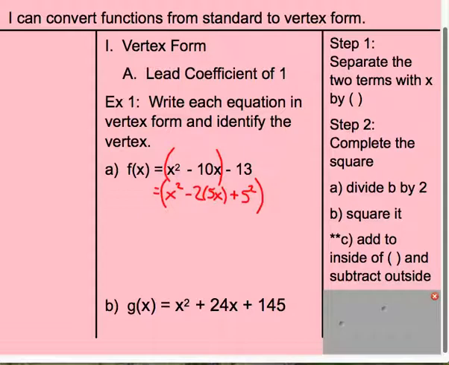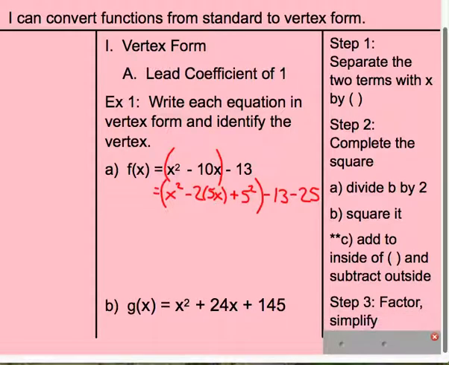Typically we would add that 5 squared to both sides of the equation, but because we've got that f of x, this is a function, not an equation, we are going to balance it by subtracting it on the outside of the parentheses. So think about the fact that inside the parentheses we added 25, outside the parentheses we subtracted 25 to the same side of the equation. So essentially we added 0, so it didn't change the equation that we started with.